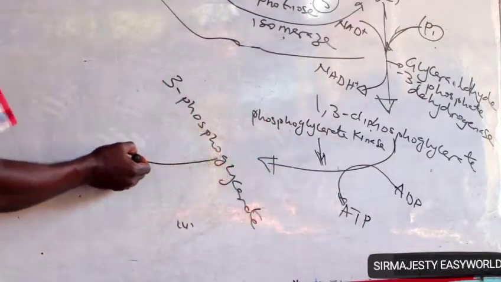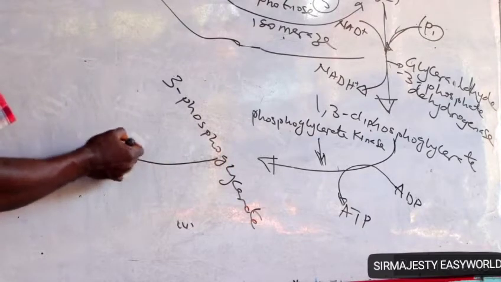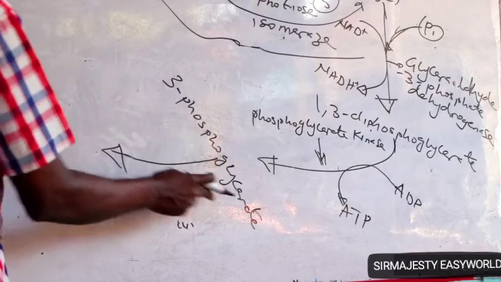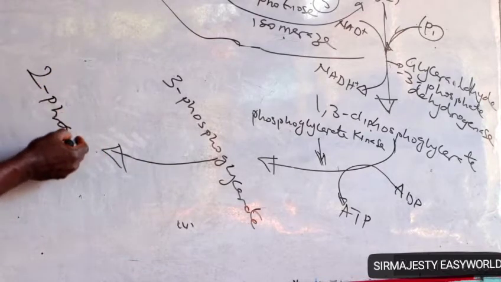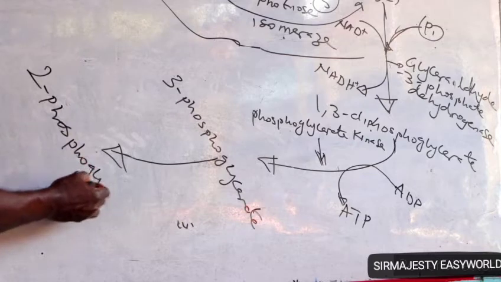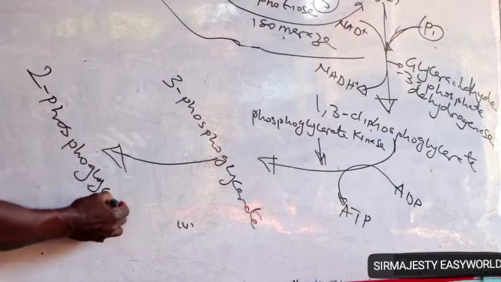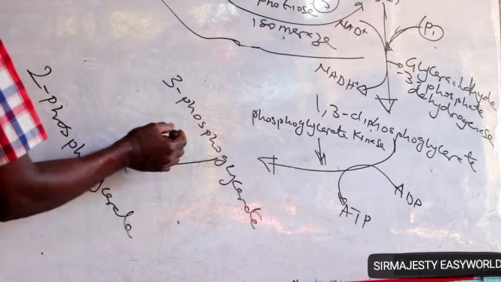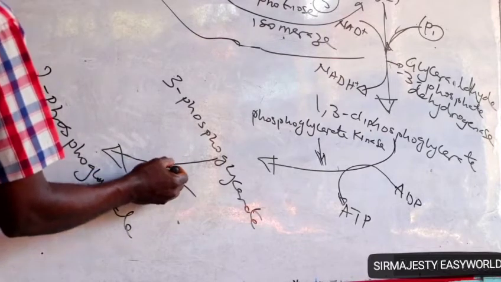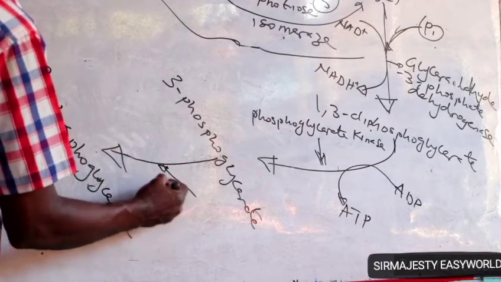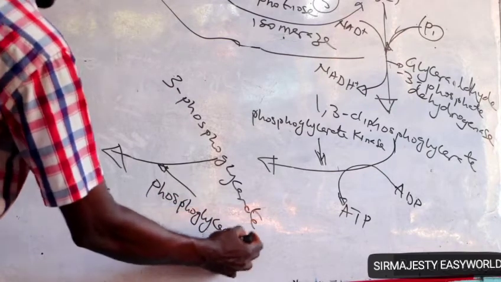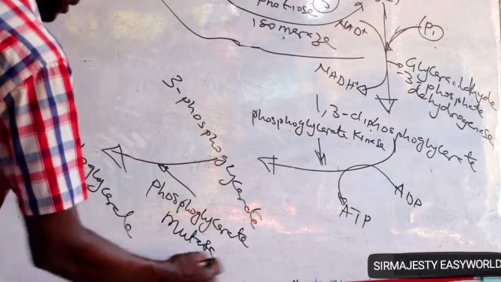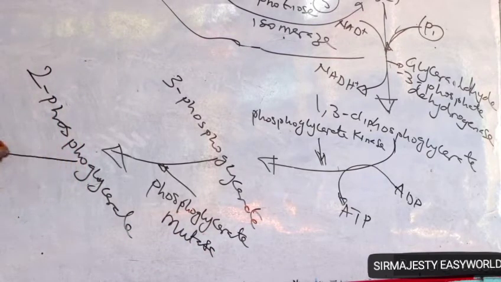Then there is a kind of isomerization again. This is the third isomerization, of 3-phosphoglycerate to 2-phosphoglycerate. The enzyme involved in this reaction is phosphoglycerate mutase.